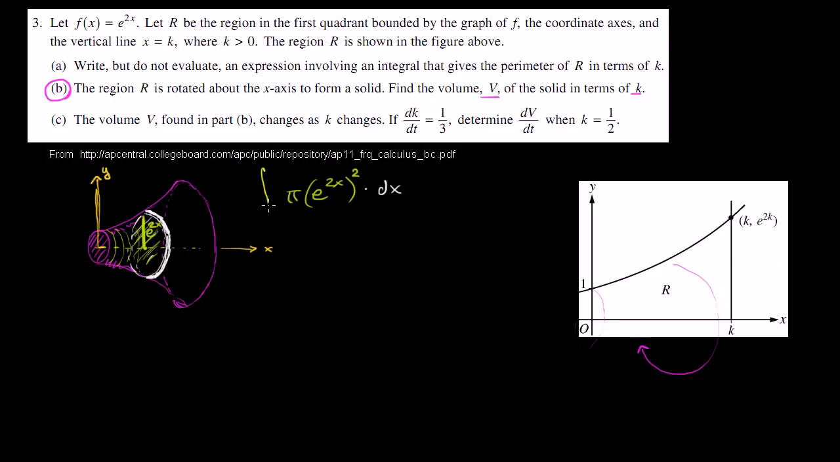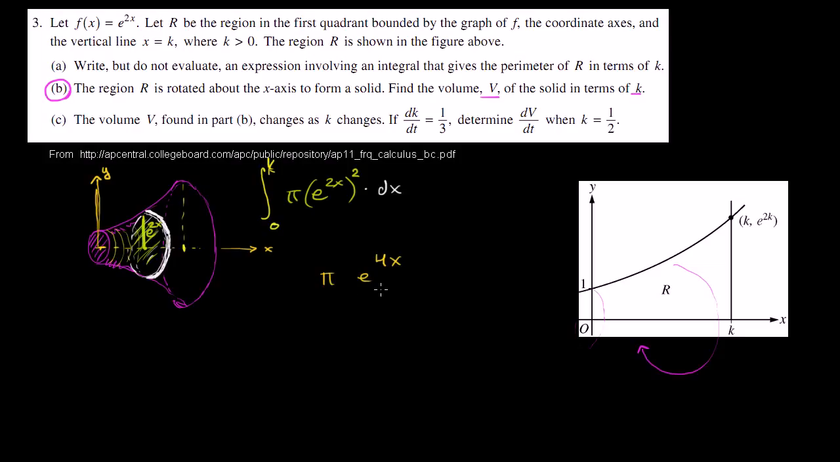So essentially we're just going to take the sum of all of these from x is equal to 0 all the way to x is equal to k. Because this right over here is x is equal to k, and this is x is equal to 0. If we take the sum of all the disks, we will get our actual volume. So we can evaluate this integral analytically. It's not too bad. Let me rewrite it: pi times e to the 2x squared is e to the 4x, just 2x times 2.